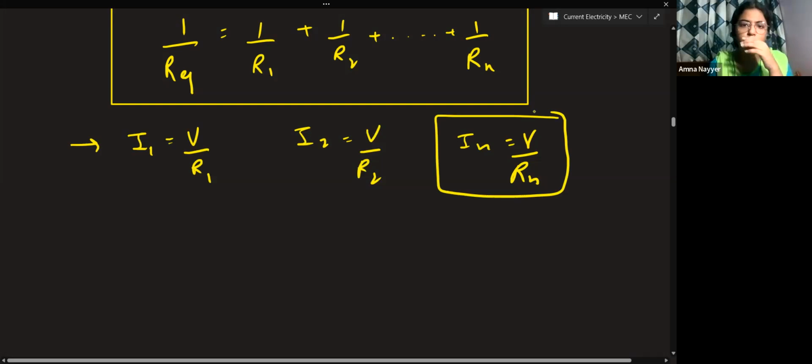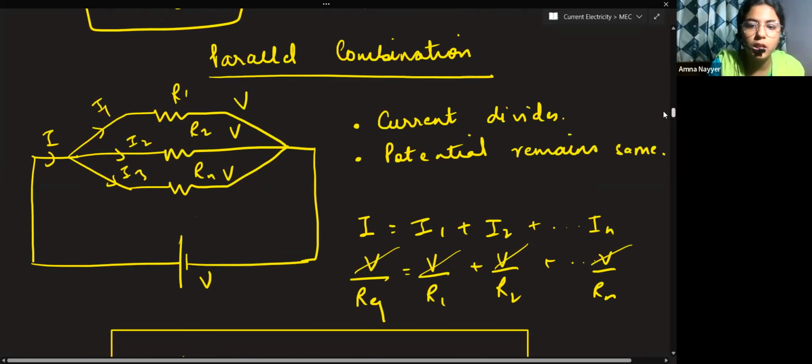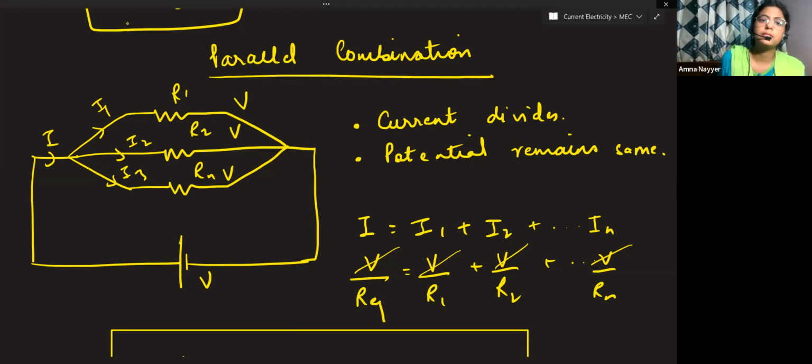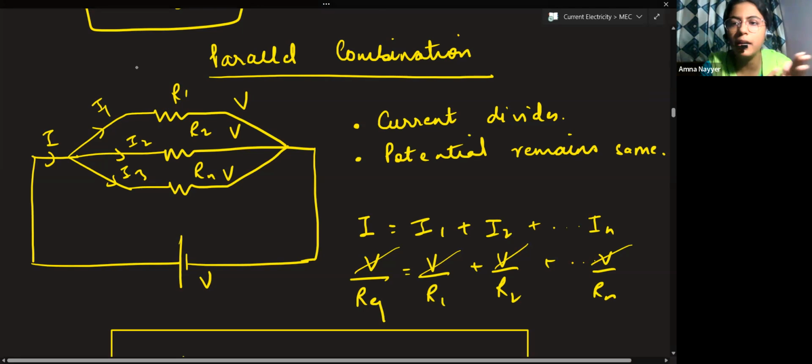So note down this point, we'll do a question and wrap up parallel combination as well. Let's note down this point, then we'll do a question on this. One or two cases we'll do and then I'll wrap up the class.